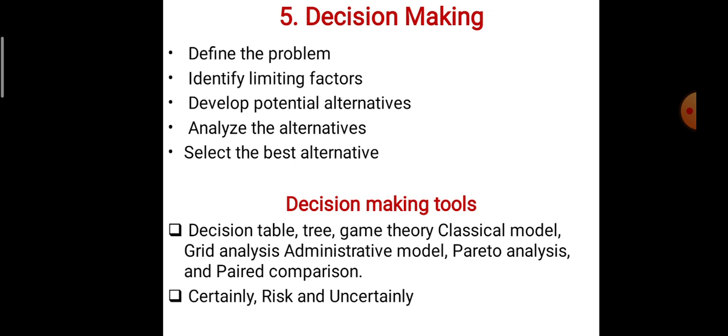The manager does this. When a manager makes a decision, it involves some steps. First, define the problem, identify the limiting factors, develop potential alternatives, analyze the alternatives, select the best alternative, and implement the decision. The last step is to establish a control and evaluation system. These are the effective guidelines for decision making.